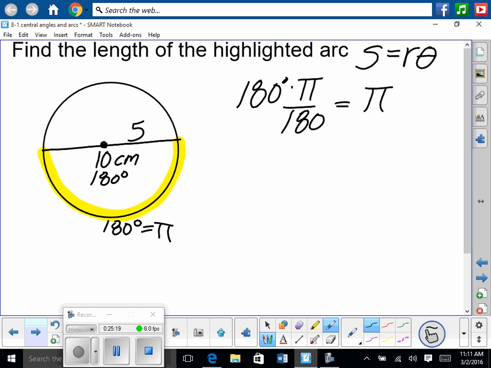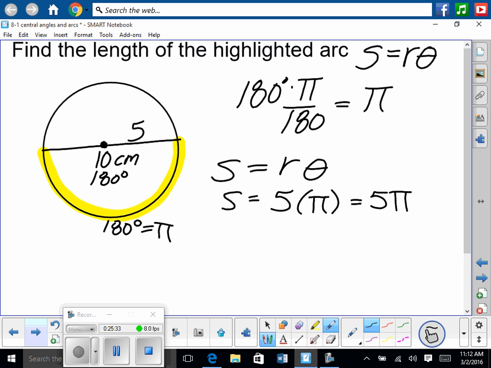So we know the physical length of this arc is radius times theta, as long as theta is in radians. So radius, which is 5, times theta, which is pi. That is just 5 pi, and these were centimeters. So the physical length of that highlighted arc is 5 pi centimeters. Questions? Okay.